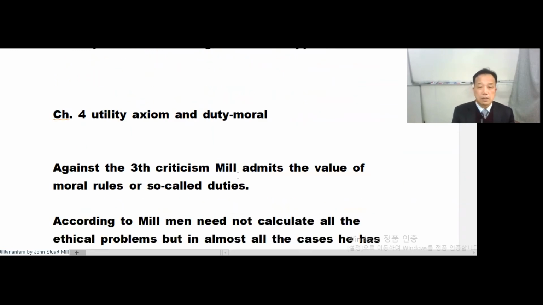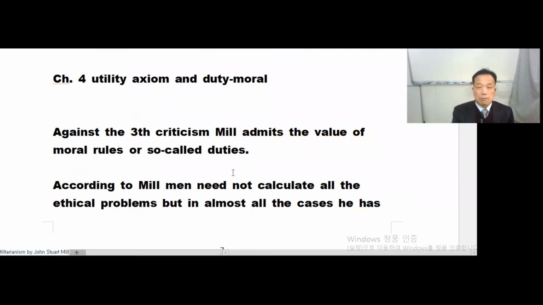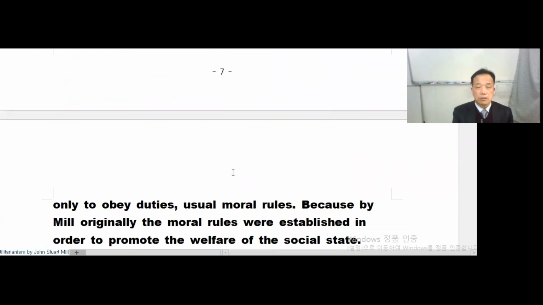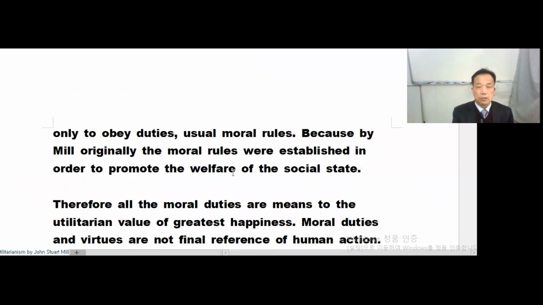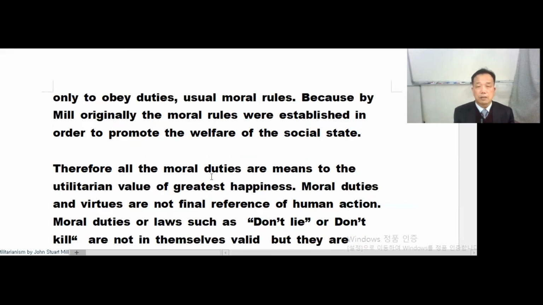Against the third criticism, Mill admits the value of moral rules, or so-called duties. According to Mill, man does not calculate all the ethical problems, but in almost all cases he has only to obey duties, the usual moral rules, because, according to Mill, originally the moral rules were established in order to promote the welfare of the social state. Therefore, all the moral duties are means to the utilitarian value of the greatest happiness.